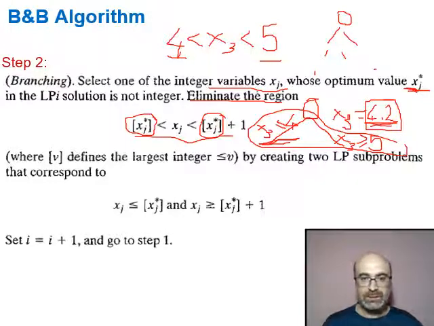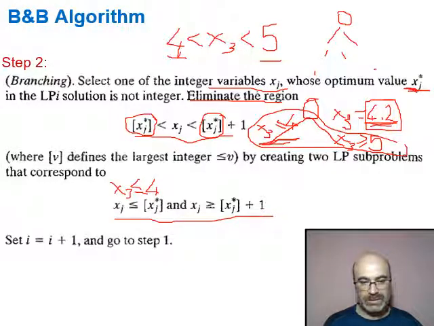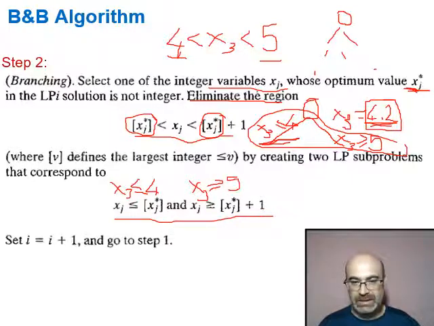Okay, so we want to eliminate this region, and in order to eliminate this region, it says to write these constraints. And what are these constraints? Again, according to my example, x3 is less than or equal to 4, and x3 greater than or equal to 5, as I did in this branch and bound. Okay, so basically in this branching step, you get the solution of the LP.